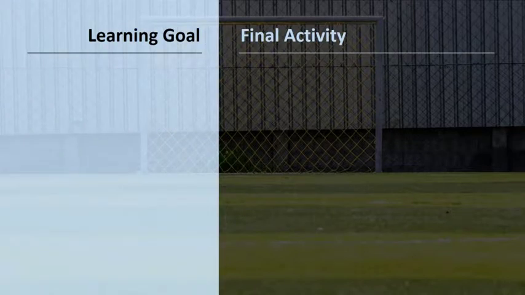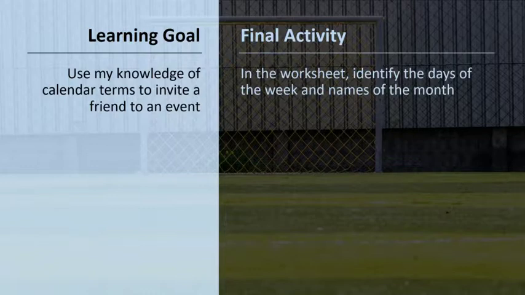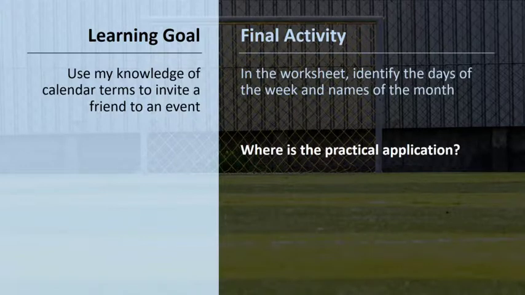In another example, the learning goal involves students being able to use their knowledge of calendar terms to invite a friend to an event. A worksheet asking students to identify the days of the week and the names of the months might be related in content, but unless the instructional activity involves students in actually creating a written invitation or verbally presenting an invitation, it would fall short on performance demand.